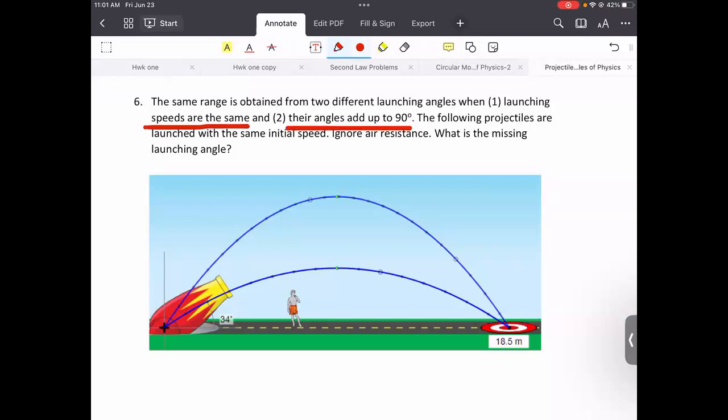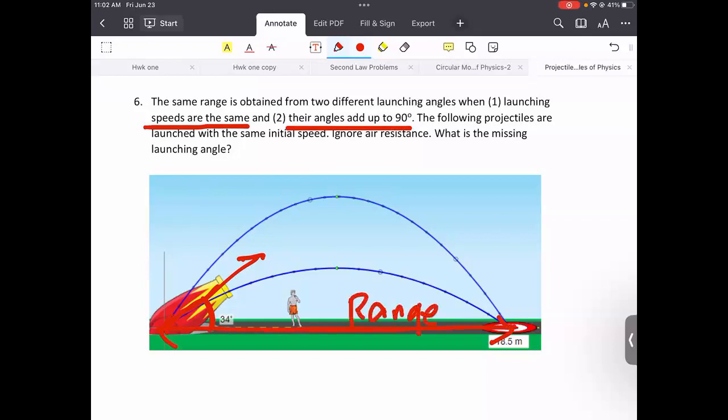When the launching speed is the same, and the angles of projection are, like here, 30 degrees and here, 34 degrees, if we add up the launching angles and find that they sum to 90 degrees, and the initial speeds are the same, then we know that we are going to have the same range. The range is the distance from where the ball is projected to where it lands. That's the range of a projectile.